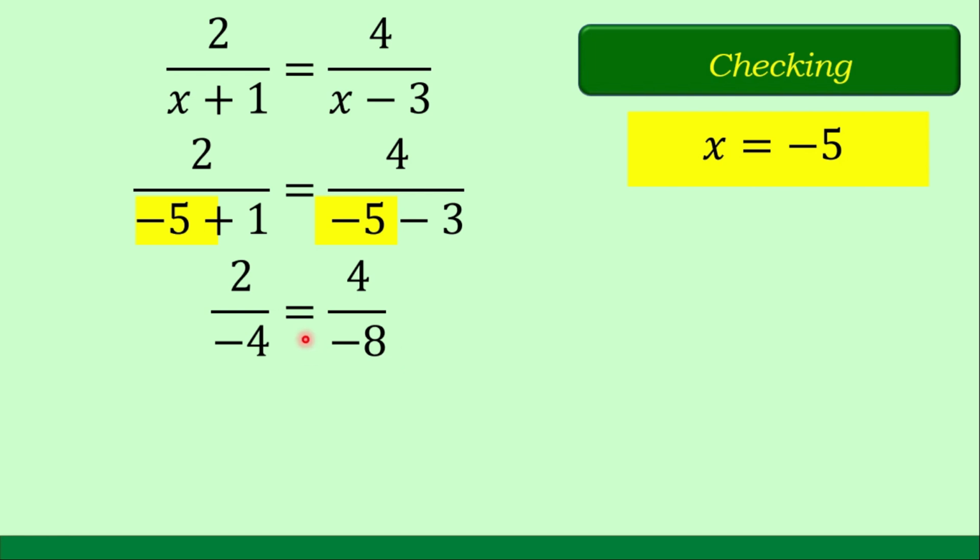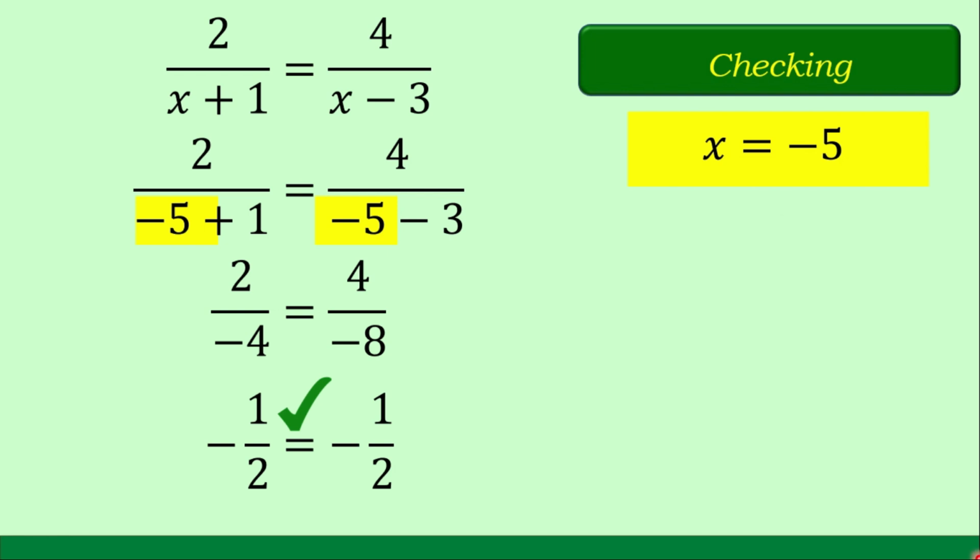Now, since we can reduce this fraction at the same time the right side as well, it would now look like this one. Since the left side and the right side are the same, that confirms our answer, which is correct. Our value of x, which is negative 5, is a correct answer. We are done with the first example.